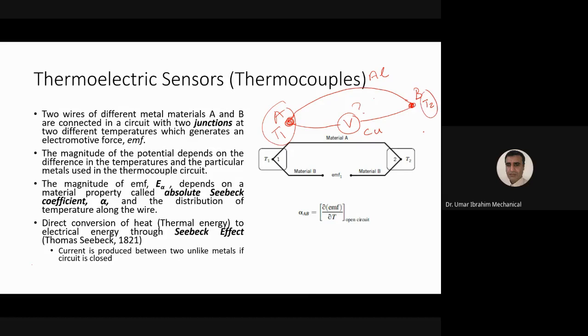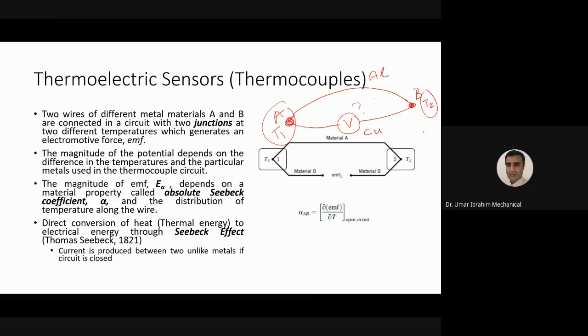Take any two conductor wires. Let's suppose one is copper and the other can be aluminum, or the first can be iron and the other platinum or silver or any material, okay? Any conducting material. So you take two dissimilar material wires and join them at the end.